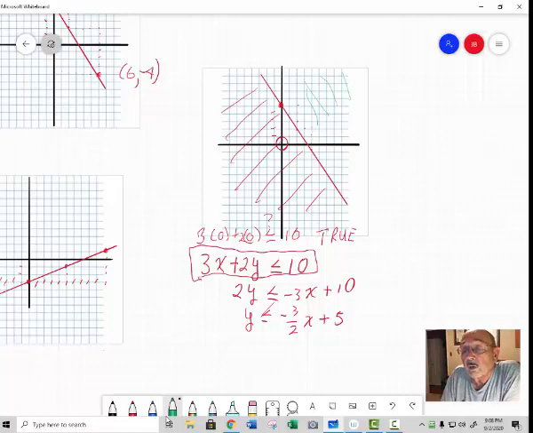Does 3 times 5 plus 2 times 2 come out less than 10? That's the question that I have. Well, that's 15 and that's 4, and I think you can see clearly that 19 is not less than 10. So we see that that's false. And so none of these points up here will work. But because this one does, all of these points below that line will work. That's the concept of the inequalities.